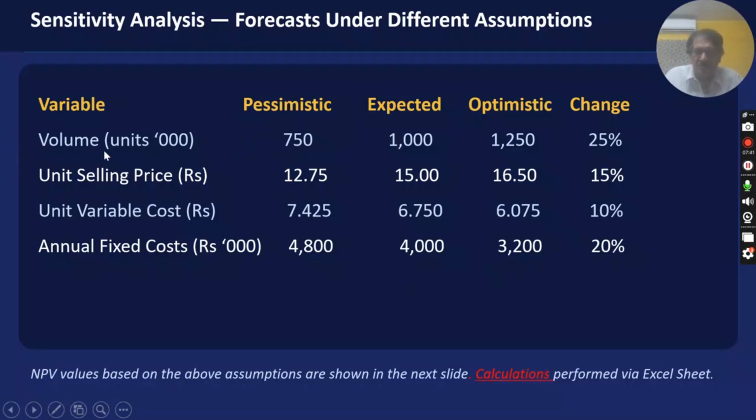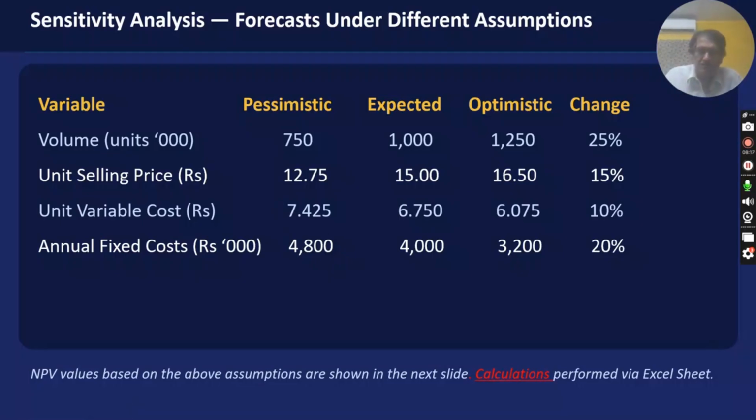Say for pessimistic the volume will be 750 instead of 1000. That means it goes down by 25% if it is pessimistic. In this way, 10% change of the unit variable cost, not reduced, as it is cost, increased. That's why in place of 6.75 it has been increased to this. So if these are the values of the variables, then what will be the value of the NPV?